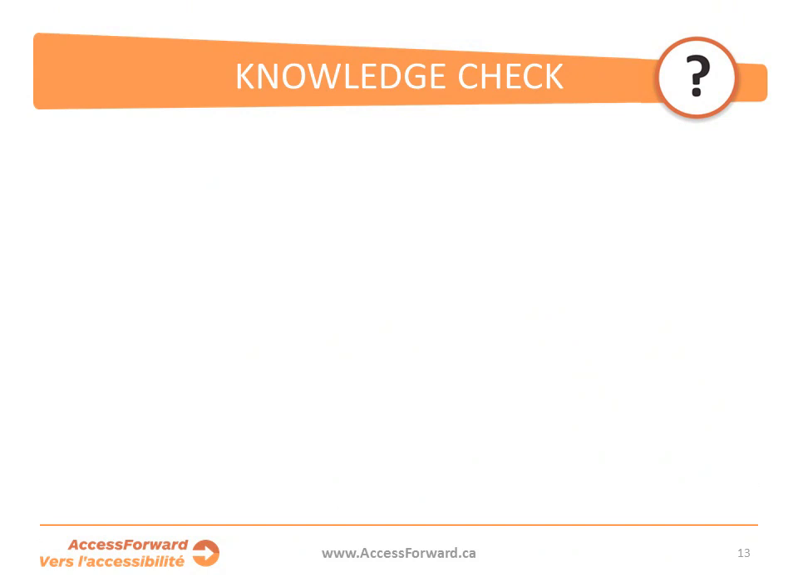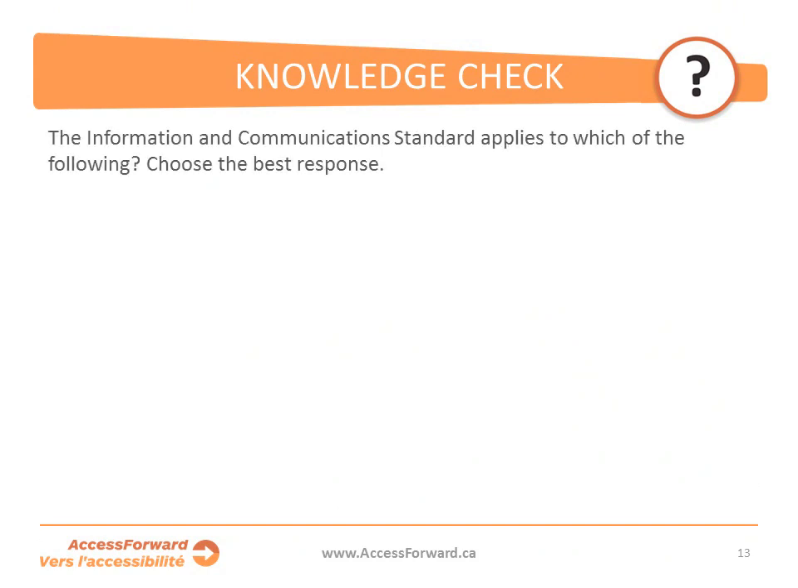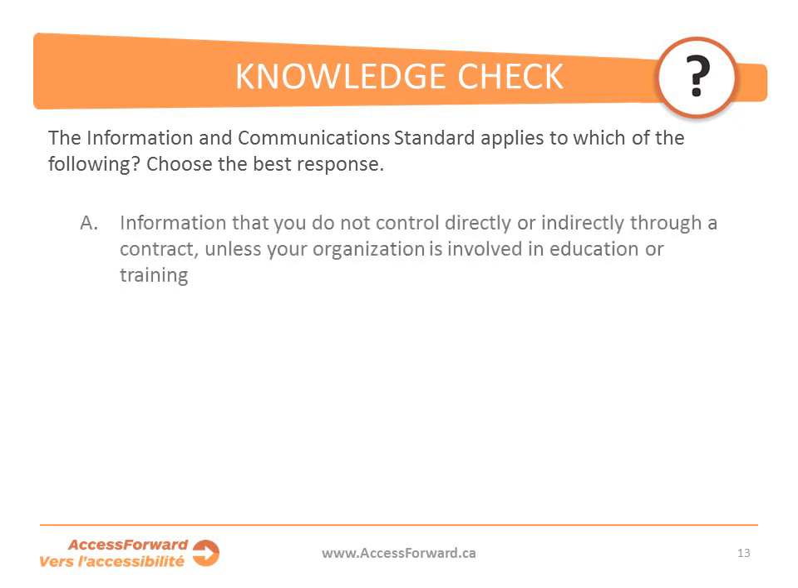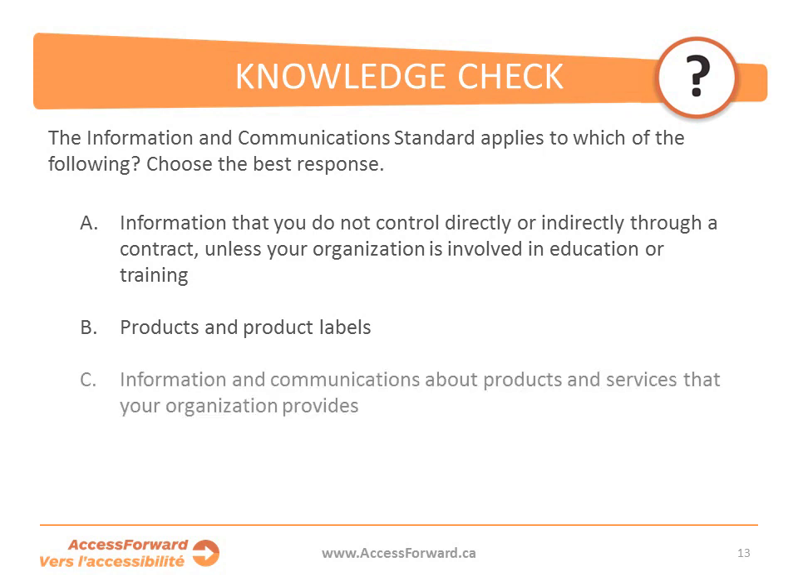Knowledge check. The information and communication standard applies to which of the following? Choose the best response. A. Information that you do not control directly or indirectly through a contract, unless your organization is involved in education or training. B. Products and product labels. C. Information and communications about products and services that your organization provides. D. Information and communications that cannot be converted.